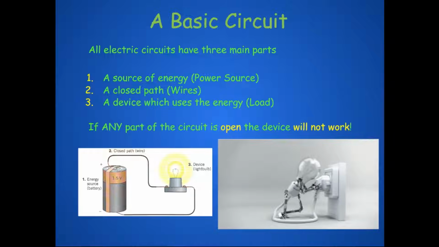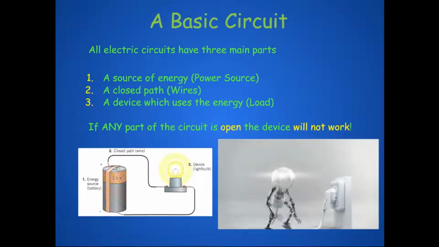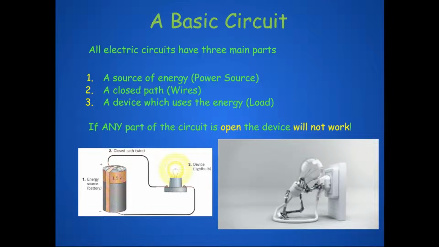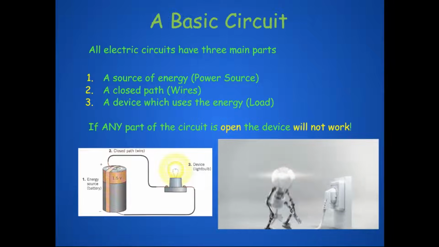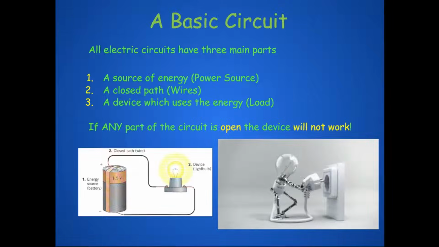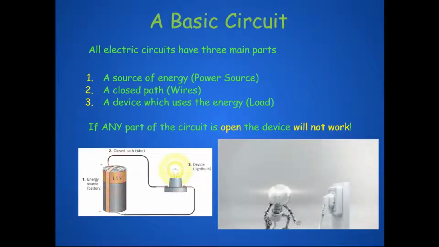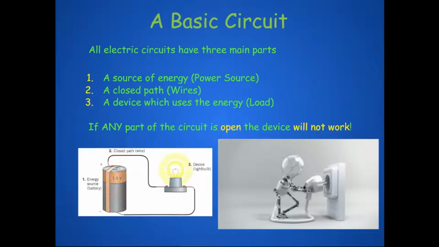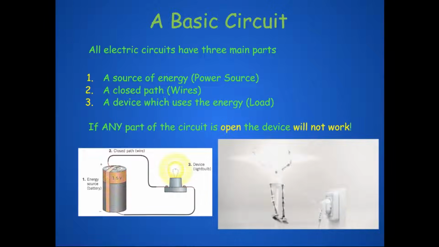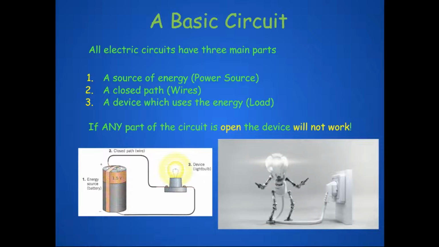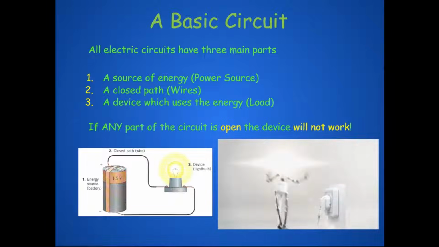So all electric circuits have three main parts. One, they have a source of energy, or the power source. Two, they have a closed path, or the wires. And three, they have a device which uses the energy, also called the load. If any part of the circuit is open, the device will not work.